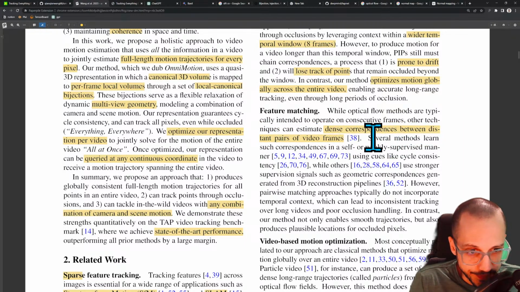So that's the problem. Several methods learn such correspondences in a weak or self-supervised manner using cues like cycle consistency, while others use stronger supervision signals such as geometric correspondences generated from 3D reconstruction pipelines. Okay, so a lot of references here.